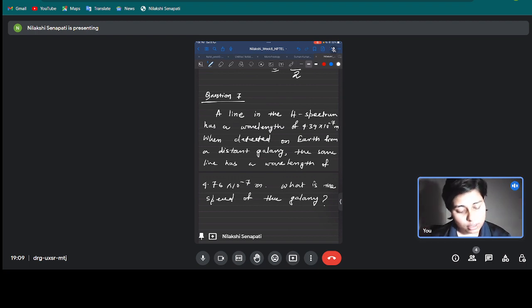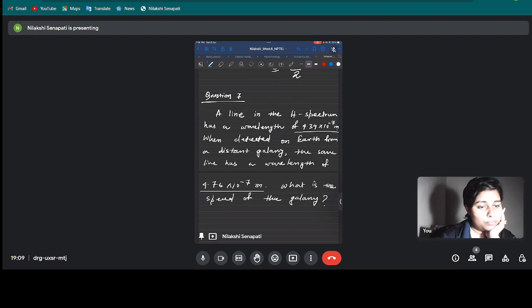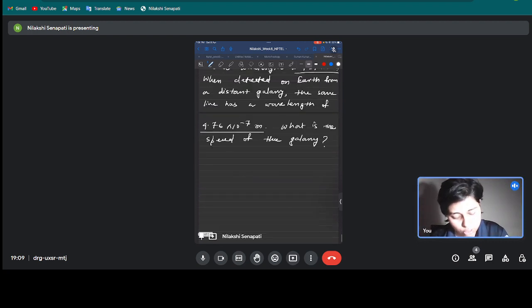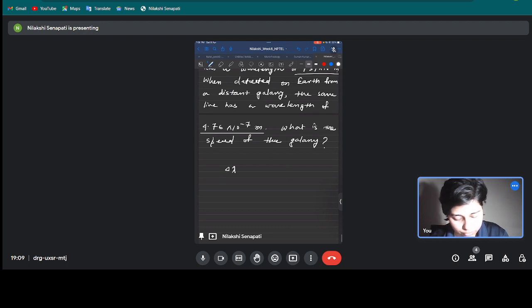Like the lambda 0 is given, if it is shifted, then what is the lambda that is also given? Yes, we have to subtract the lambdas and find the redshift. We subtract the lambda, then we get the delta lambda. That means first we need to calculate delta lambda, right? Then delta lambda divided by lambda 0, we will get that v by c.